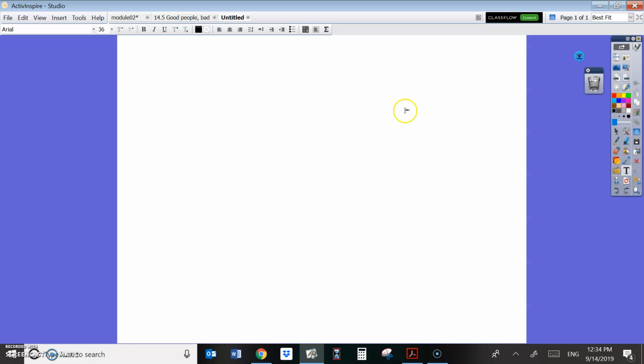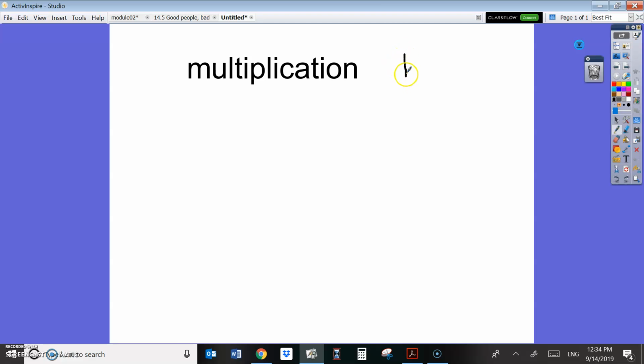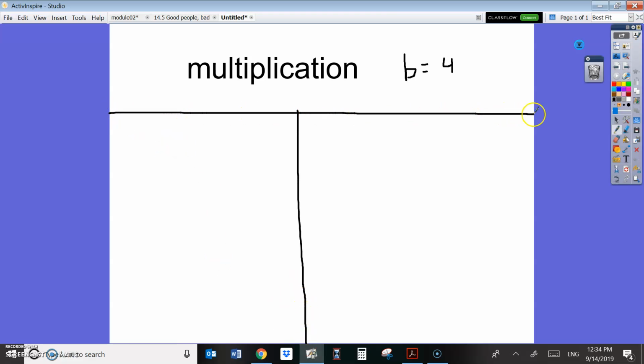Alright, before we multiply and divide integers, let's look at something. You can multiply several different ways. Multiplication. So let's say that b equals 4. Now I want to show you that there are several ways of writing it. So 8 times 4 equals 32.